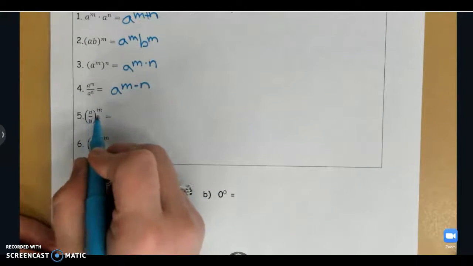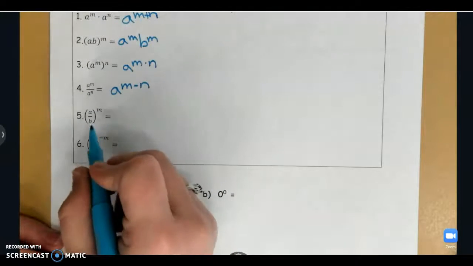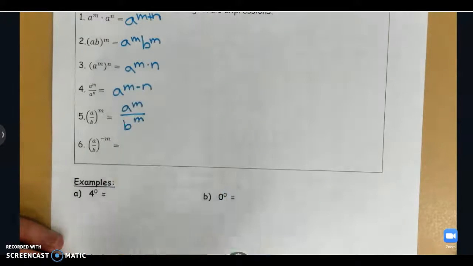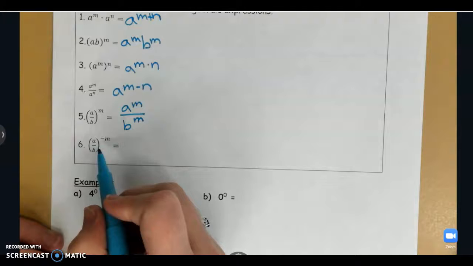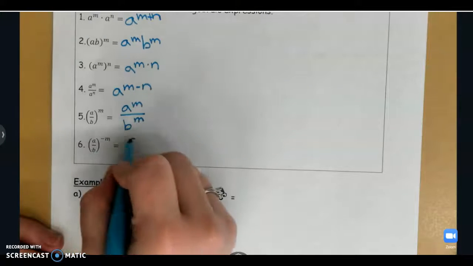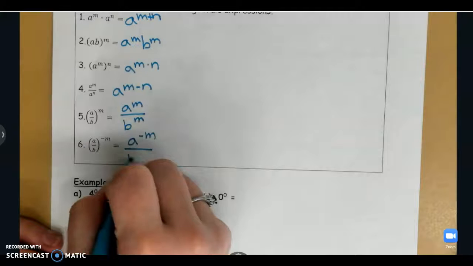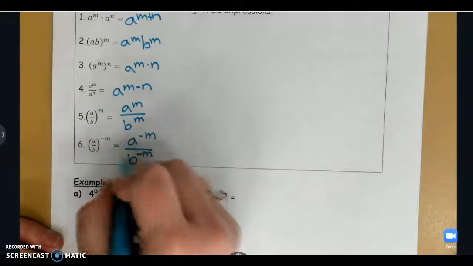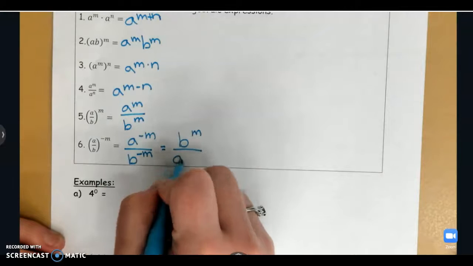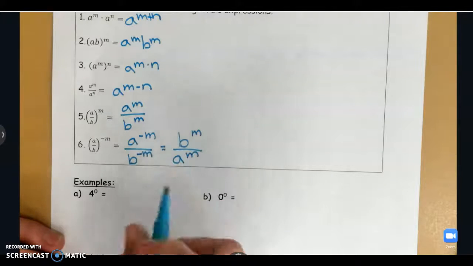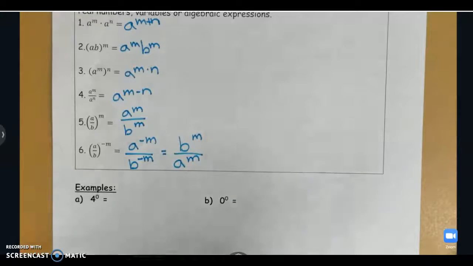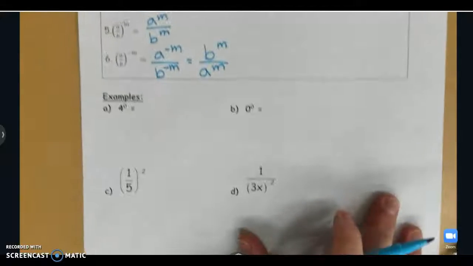Again, if we have something in parentheses being raised to an exponent and it's a fraction, we still distribute it into the top and the bottom. And if we have a fraction and we're raising it to a negative exponent, we're still going to distribute that negative exponent, but we want positive exponents. So to rectify that, we switch the location. Raising something to a negative exponent, you're going to distribute it and you're going to end up flipping your fraction. So let's jump into some examples.